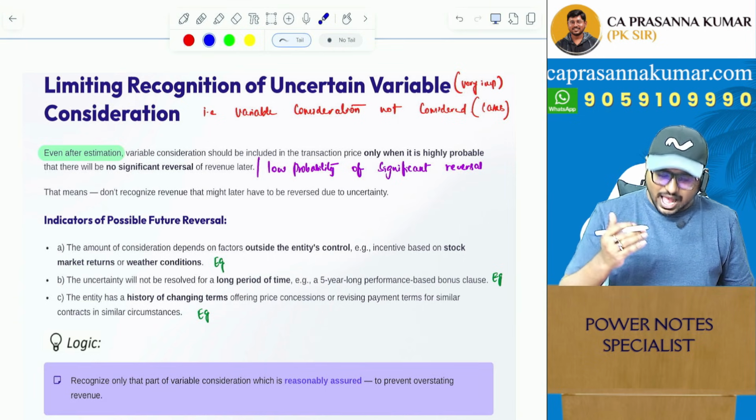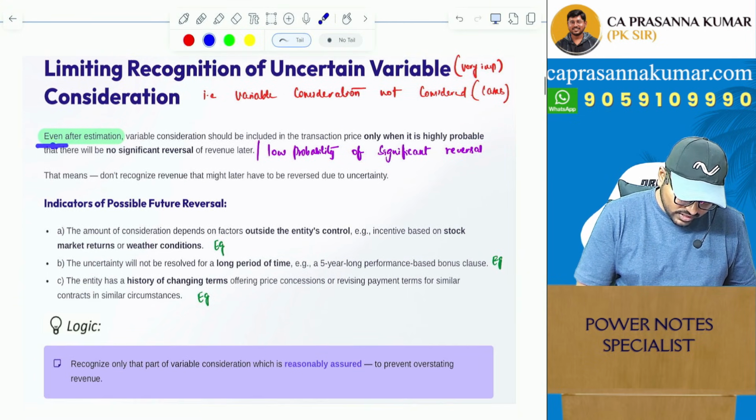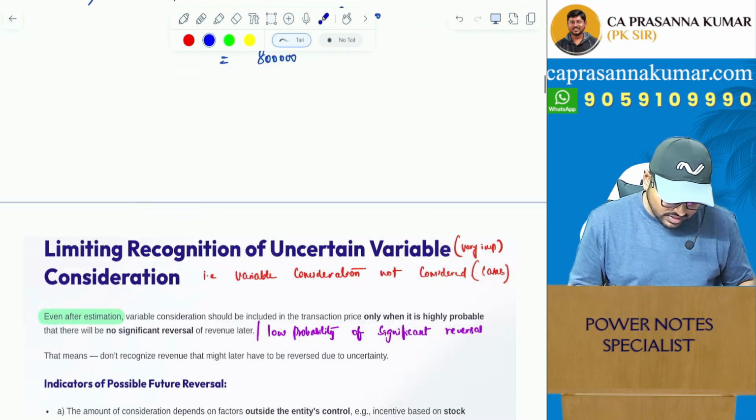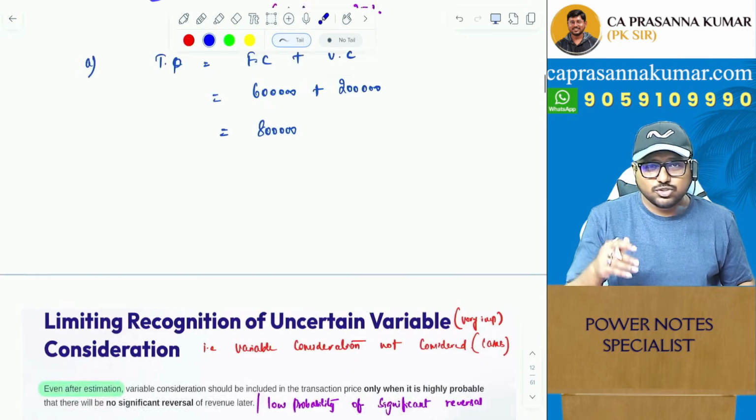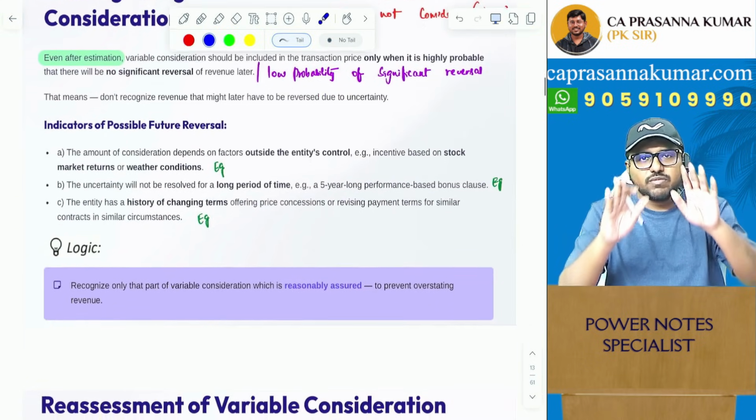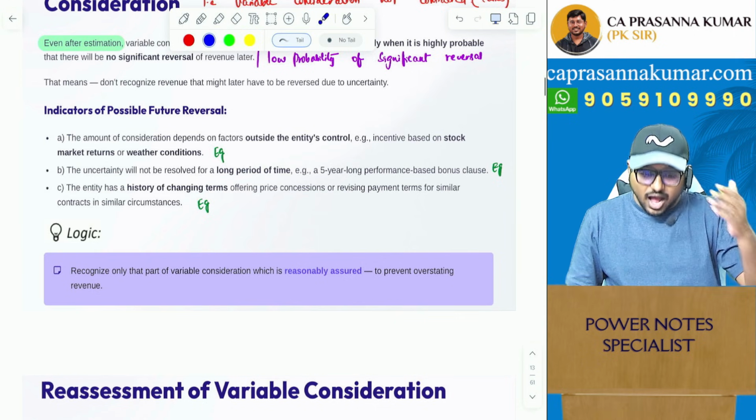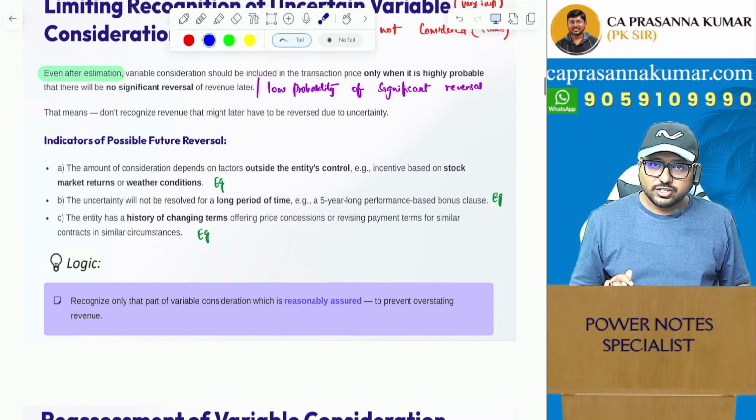Anyways, after that, look at the wordings here. That's why I've highlighted. Even after estimation, we have already estimated it by applying either of these 2 methods, as the case may be. Estimation of variable consideration is done, Nana. After that, you need to apply this condition. This is very important.